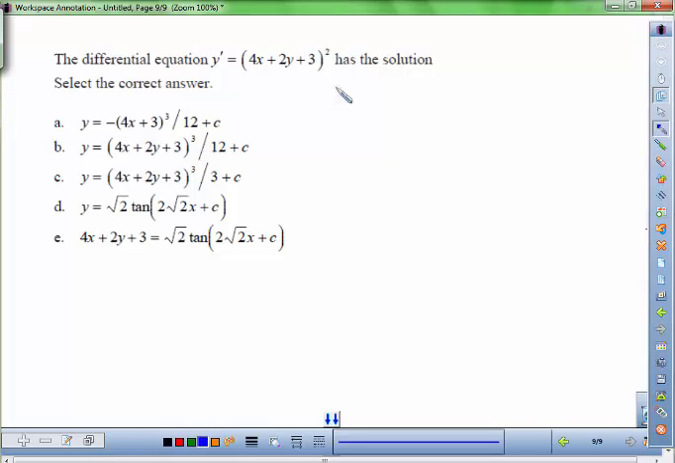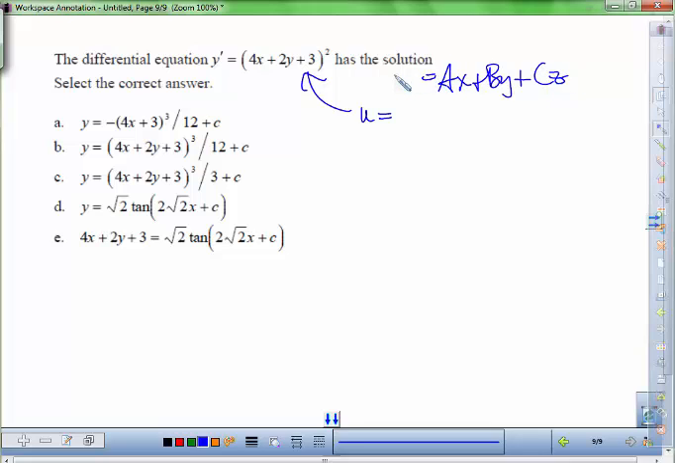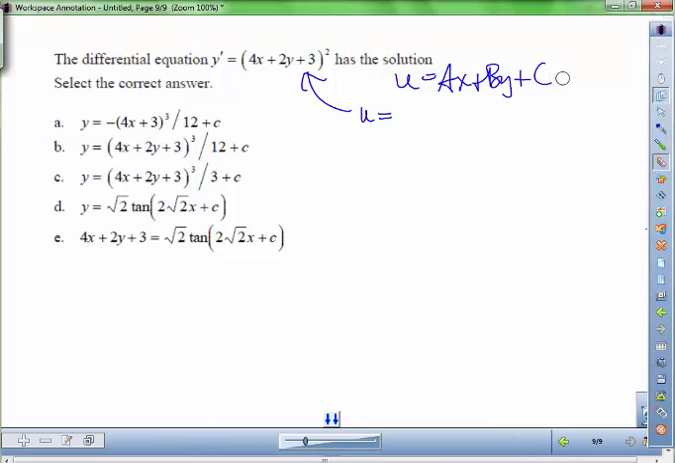I'm just going to tell you that this particular substitution is if you have x, oh, there's no z here. Getting carried away with Calc 3. But if you have an expression that has an ax plus by plus c, you can replace that with u and then change your differential equation to something with a u in it. So that's what we're going to do. We're going to let u equal 4x plus 2y plus 3.